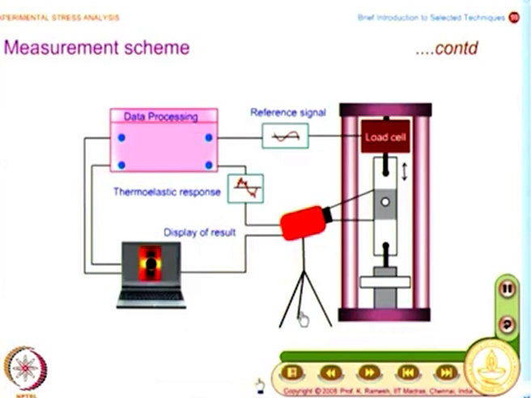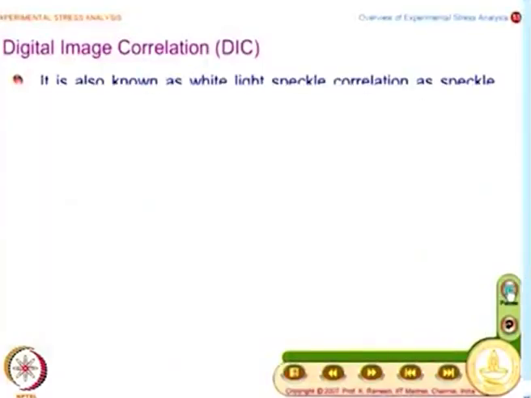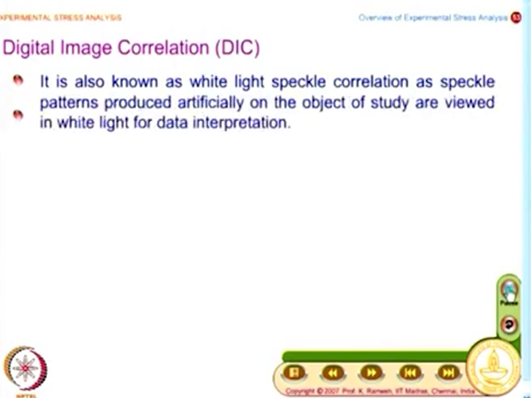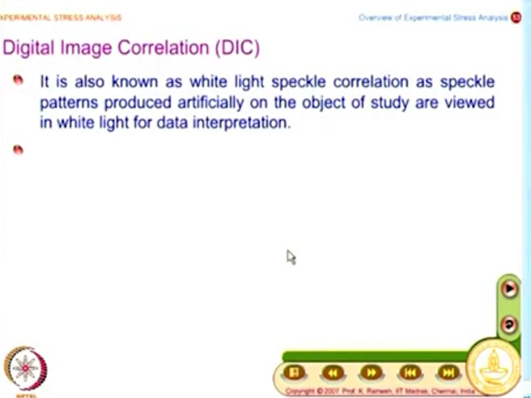And the next technique we will look at is one of the very new and emerging techniques called digital image correlation. The name itself is very interesting, it is image correlation. We have seen in the previous methodology, there was also some other type of correlation taking place between the reference signal and your thermoelastic response, and this uses speckles, and these are called white light speckle.